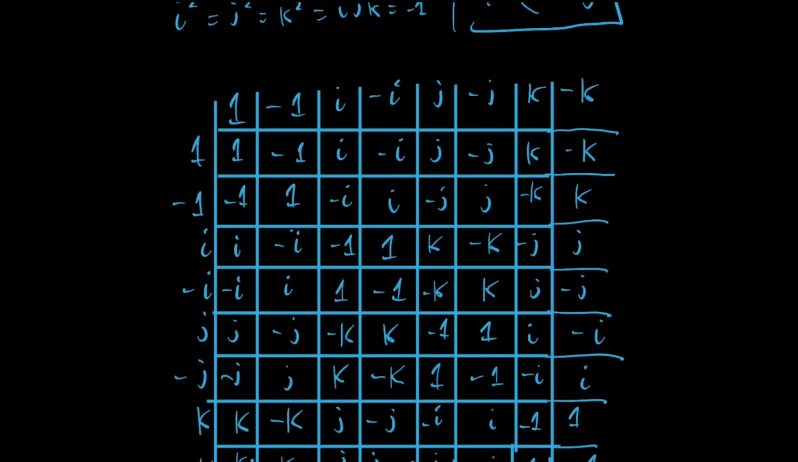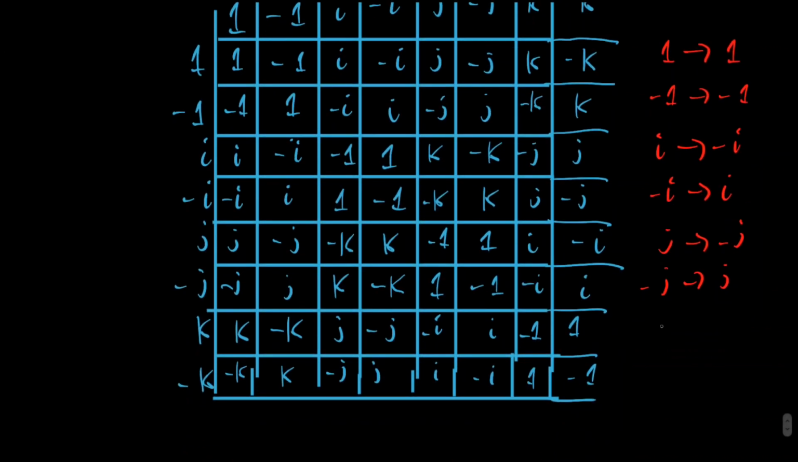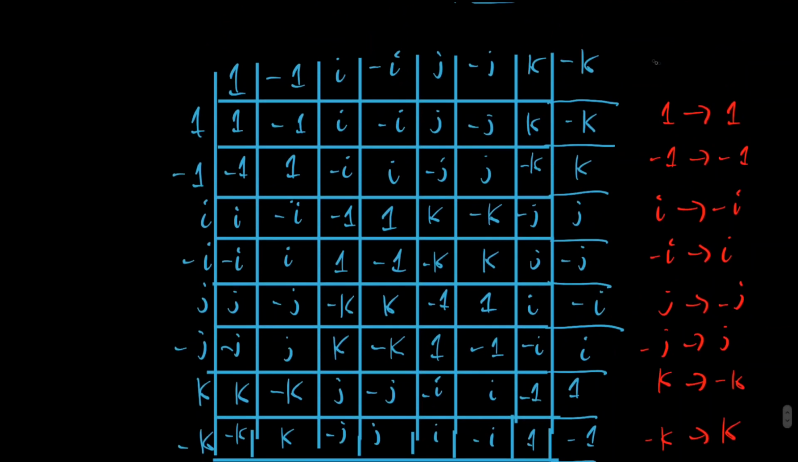So for the inverse element, let's see that for each row we can find an element in the columns such that the result of the multiplication is 1. For example, for 1, its inverse is 1. For minus 1, its inverse is minus 1. As you can see, for i, its inverse will be minus i. And for minus i, its inverse will be i. For j, its inverse will be minus j, and for minus j, it will be j. And for k, it will be minus k, and for minus k, its inverse will be k. So there is an inverse.